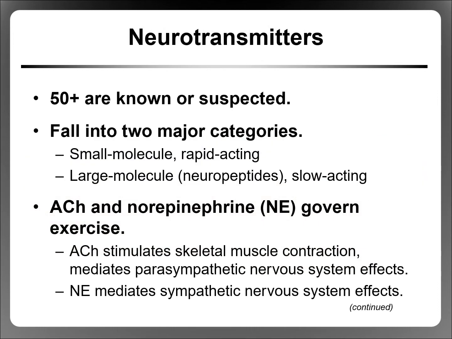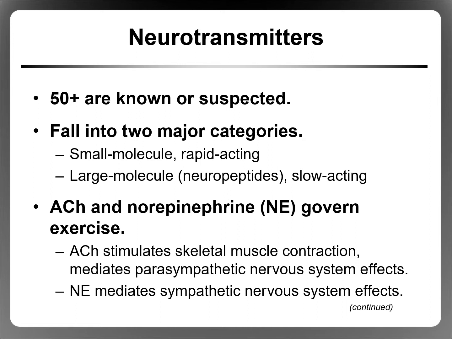period. There are over 50 known or suspected neurotransmitters in the human body. These neurotransmitters will fall into two major categories: small molecule rapid-acting neurotransmitters or large molecule neuropeptides that move slowly. Acetylcholine and norepinephrine are the two main neurotransmitters that govern exercise. Acetylcholine will stimulate skeletal muscle contraction and mediate parasympathetic nervous system effects, whereas norepinephrine will mediate sympathetic nervous system. Exercise is going to increase the rate of acetylcholine release.